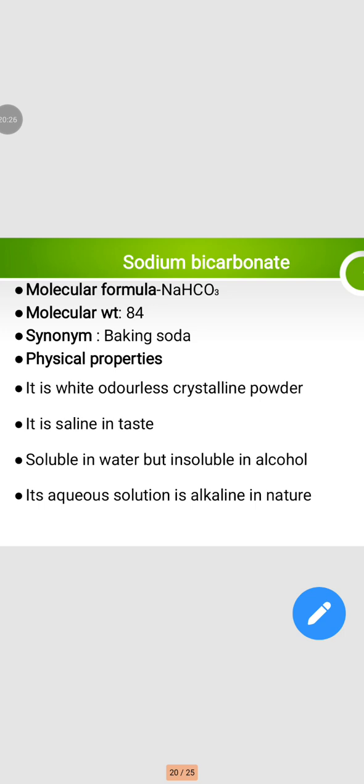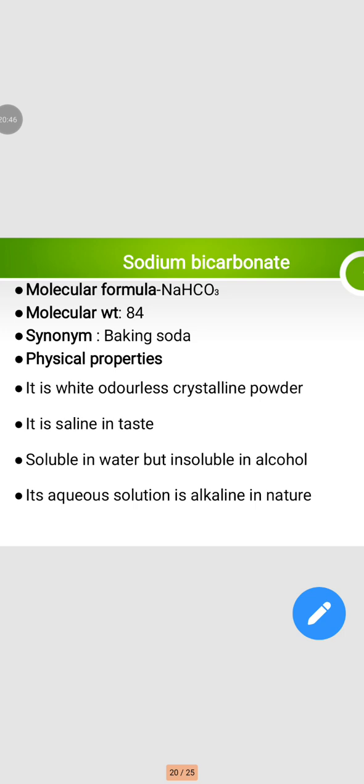It is saline in taste. It is soluble in water but insoluble in alcohol. Its aqueous solution is alkaline in nature. So, sodium bicarbonate, the formula is NaHCO3. The common name is baking soda.